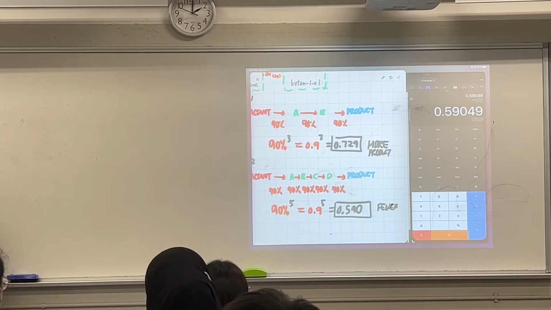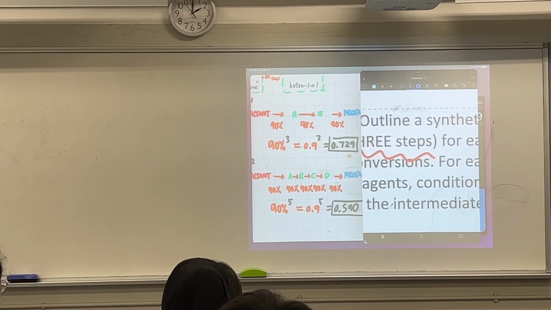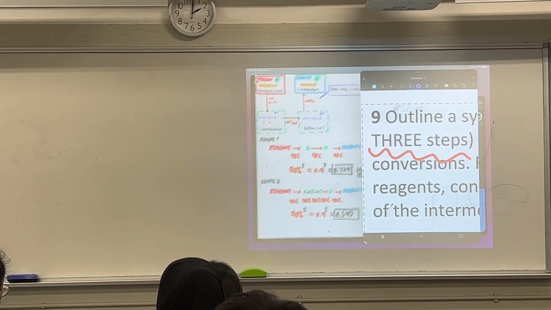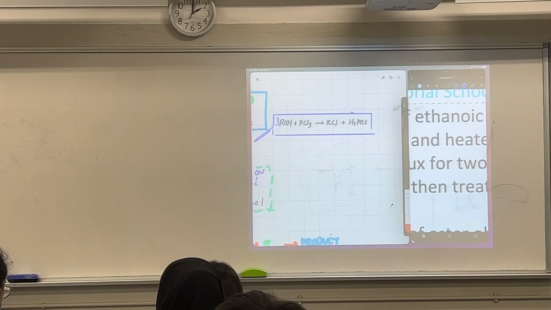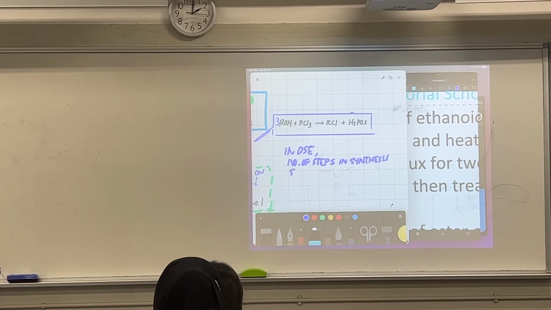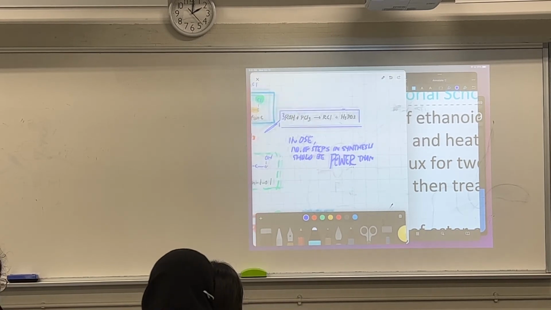So there's good reason why in DSE they really want you to control the number of steps to within 3 steps. And if they ask you why, I want you to now know the answer: because there will be a lower product yield the more steps you take. So put this down. Write down in DSE, the number of steps in synthesis should not be greater than 3. So it should be fewer than 3. Of course, if you can control it into just 1 step, even better.